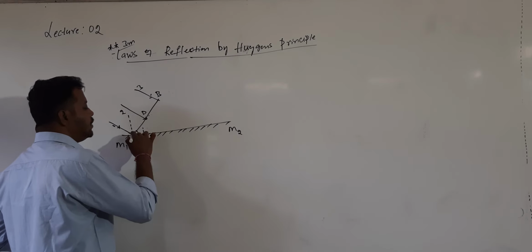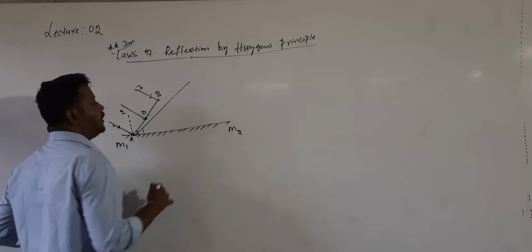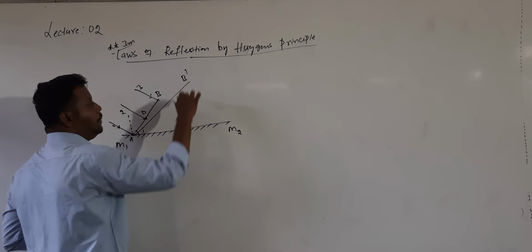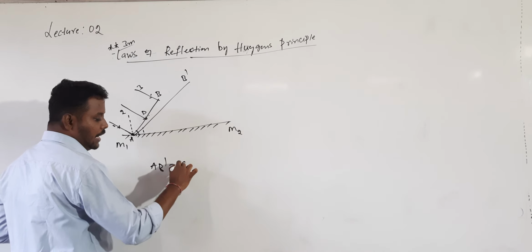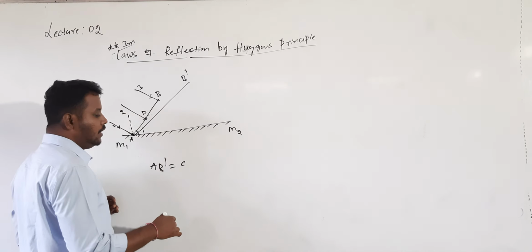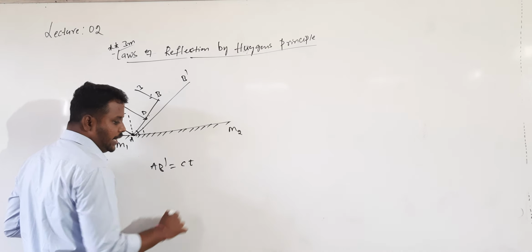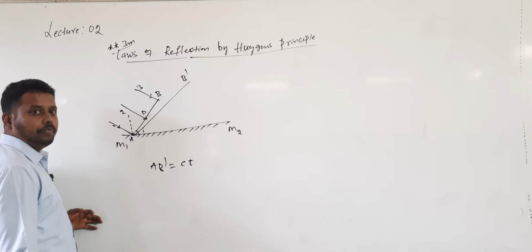Now from A, the light is travelling and reflecting. Let us suppose the light emitted from A travels a distance AB dash. Since that light travels with the velocity of light, the distance travelled by the light emitted from point A, AB dash, is equal to C into T. Distance is equal to velocity into time.